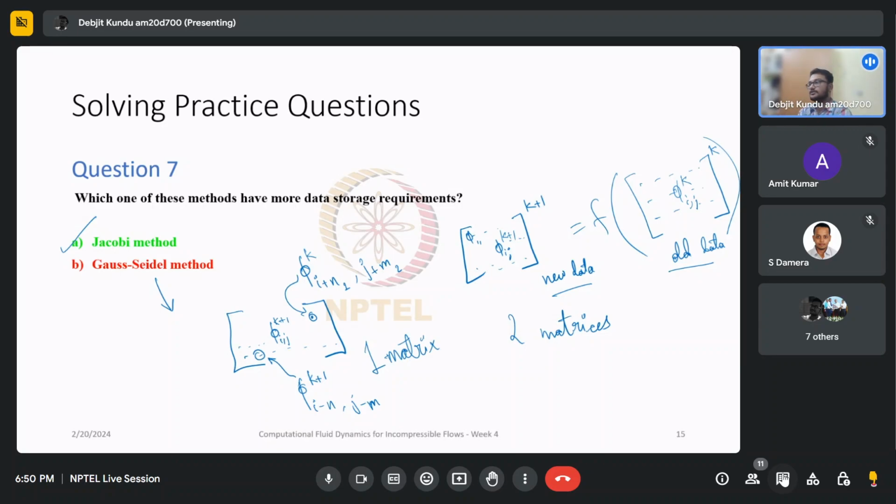right? So the Jacobi method uses data which is twice the Gauss-Seidel method, at least from the data storage point of view. Does that make sense? So the Jacobi method, in addition to having slow convergence, has more data storage requirements as well. So you can imagine why this is not so popular anymore, right?